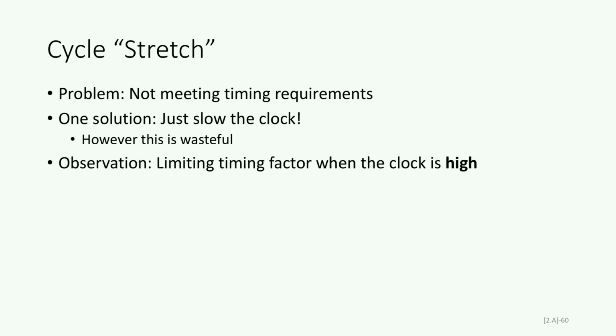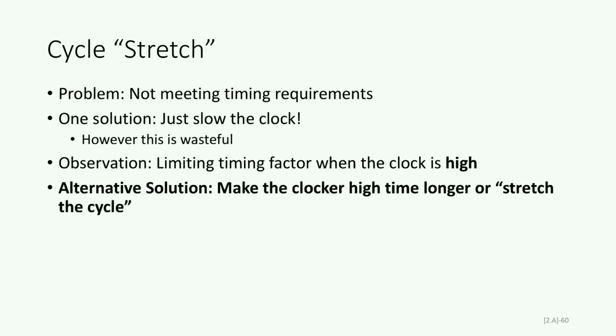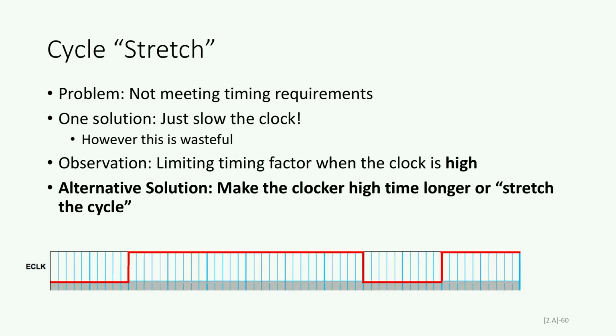It slows everything down. So you can capitalize on an observation, which is that the real limiting factor here is the time when the clock is high. That second half of the clock cycle is really where the tightness occurs in all these timing parameters. So instead of just making the clock slower, you could make just the high time longer and keep the low time the same, so you're not wasting unnecessary nanoseconds on the low side when all you really need is more high time. This is called cycle stretch.